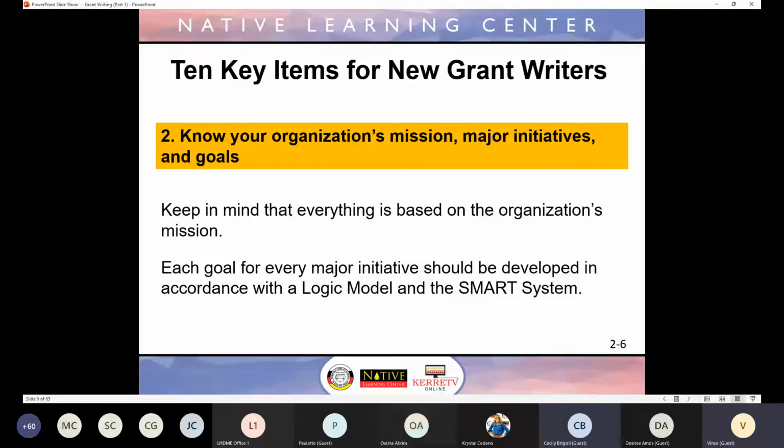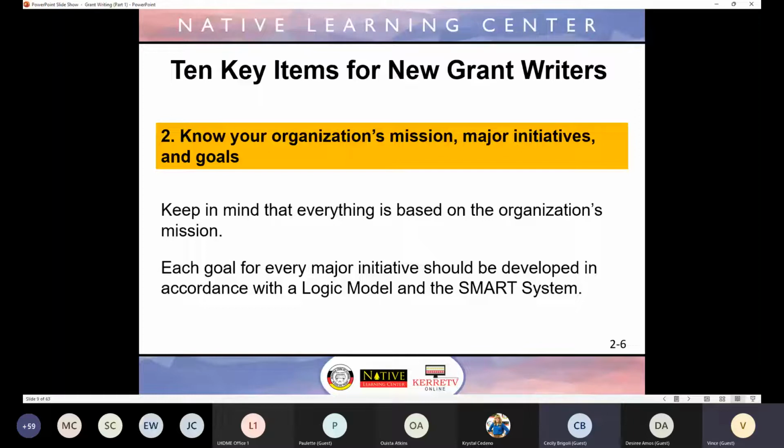No question. We'll get into that in more detail when we get into developing SMART goals using the logic model this afternoon. As it says at the bottom of the screen, the goal for every major initiative should be developed in accordance with a logic model process, which I'll get into. And every goal that's developed must be in sync with the major initiatives that the entity wants to have, that the community wants to have.